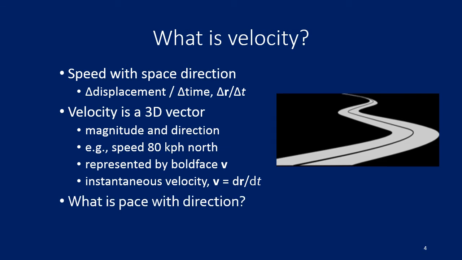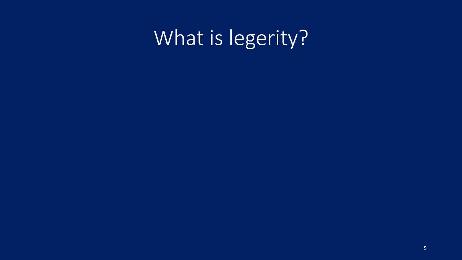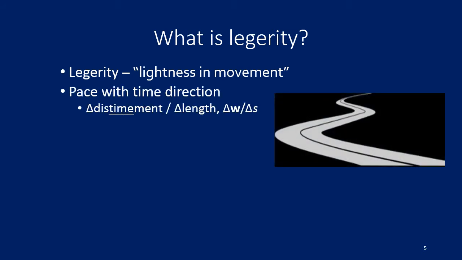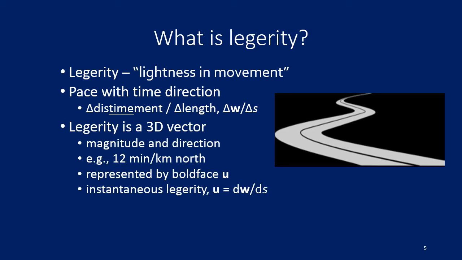Now, what then is pace with direction? So we're using a new meaning of an old word, legerity. Legerity means lightness in movement. And we're going to use this to mean pace with a time direction. So it's the change in distimement over a unit length. And we'll use the delta W, bold, over delta S.